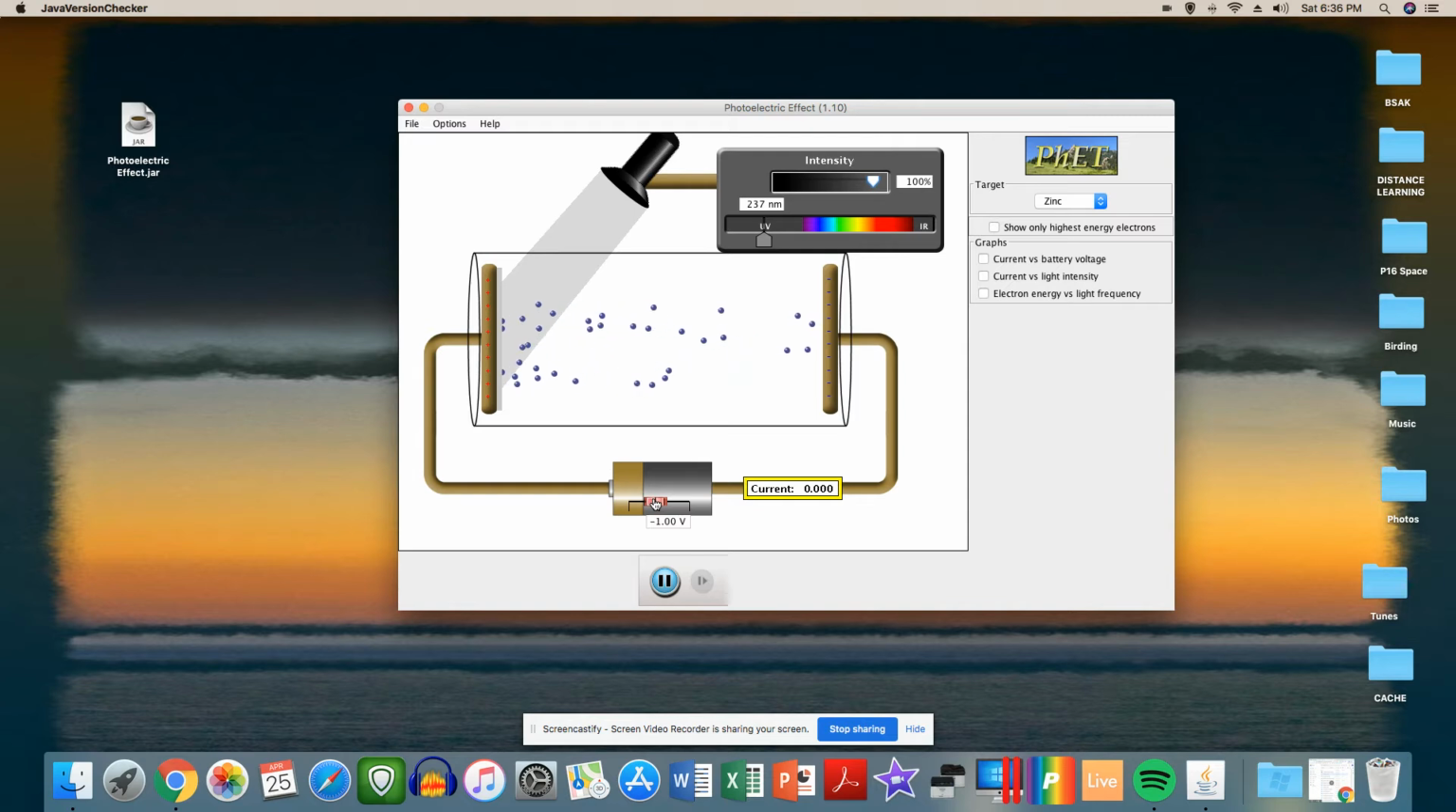Now, what's happened there? We've just hit the stopping potential. Maybe I could go 1.1.